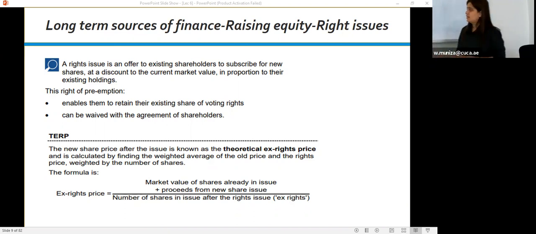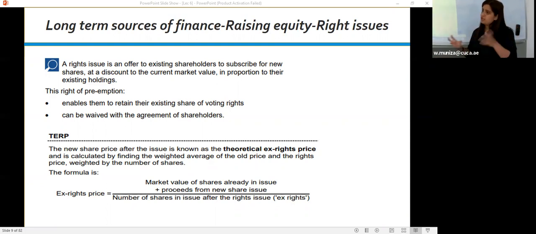So we are required to calculate the TERP, which is the theoretical ex-rights price. What is the theoretical ex-rights price, students? It is the price of the shares after the rights issue being made. Obviously, when the rights issue is made, it will be at a price which is lesser than the market price of the shares. So after this issue, the price of all the shares is going to become a new one. That theoretical ex-rights price is the price after the issue of the rights shares.